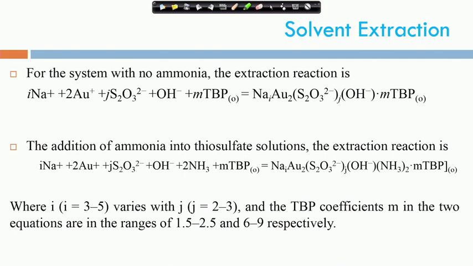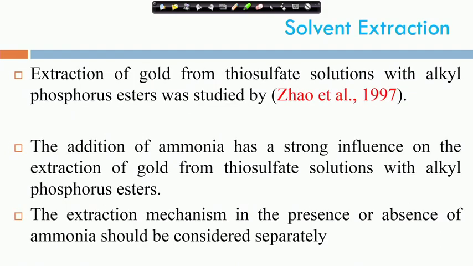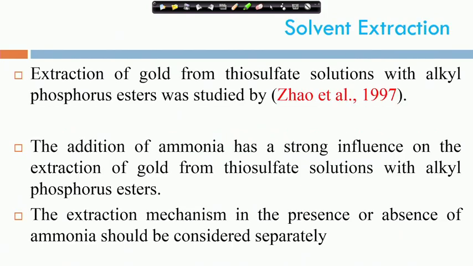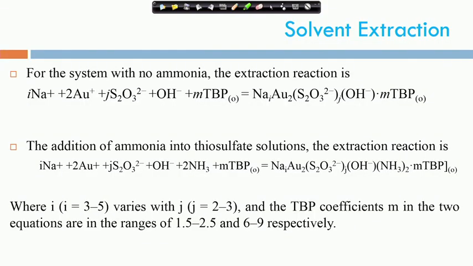So, you will have sodium, then you have gold, and then thiosulfate and hydroxide, in terms of a precious metal by the solvent, which is using the alkaline phosphorus ester. So, that is what you see, phosphorus ester being used, and you make a complex which is sodium, gold, thiosulfate and hydroxide with some ester.